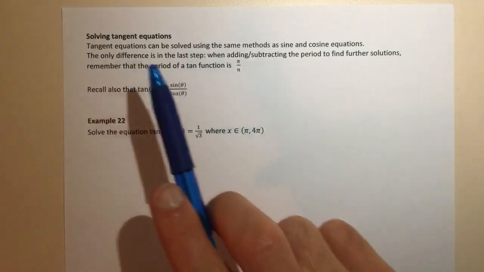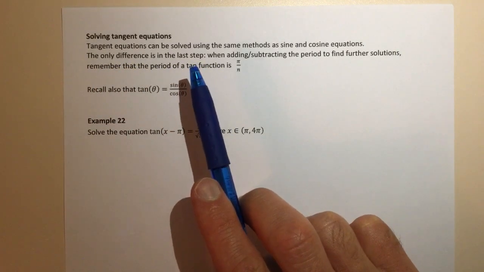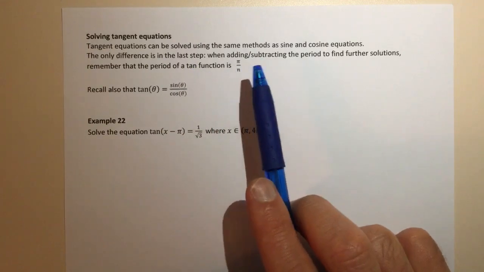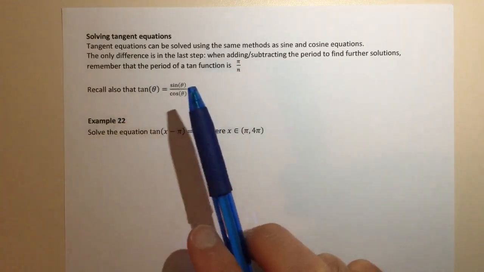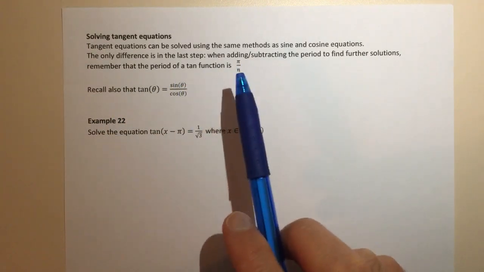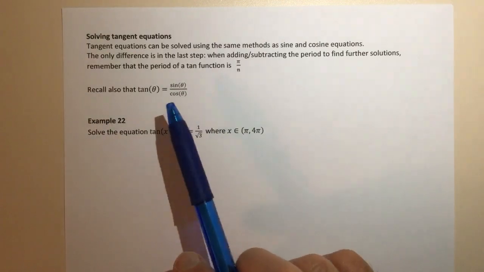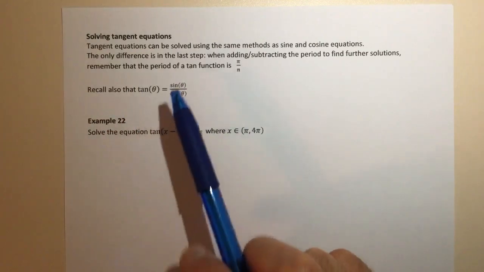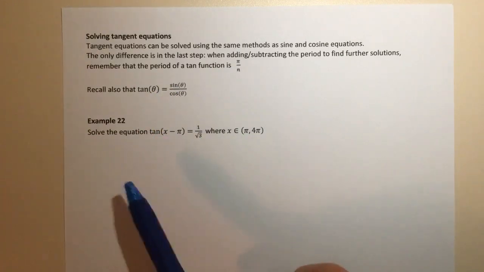Really, the big difference is the last step, because you might remember that in the last step, when we're solving a trig equation by hand, we often add or subtract the period of the function to find any extra solutions. But with a tan function, we just have to remember that the period is pi on n instead of 2 pi on n. Recall also that tan theta is equal to sine theta on cos theta. That can come in handy in certain questions, which we'll see in a moment. So let's have a look at how it works.